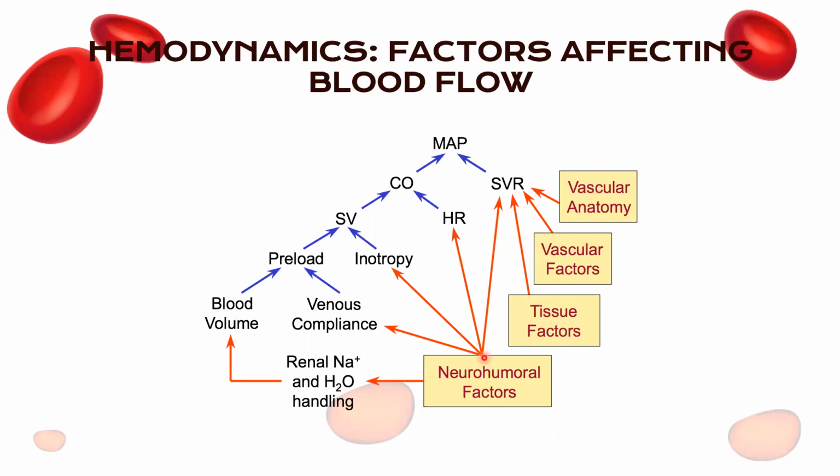And different factors play a part in the hemodynamics: preload, and inotropy, which is the strength of the contraction. Volume and preload affect the stroke volume, which is the volume pumped from the ventricles to the systemic circulation. Stroke volume times your heart rate makes up your cardiac output. Cardiac output multiplied by your systemic vascular resistance makes up your mean arterial pressure or BP.